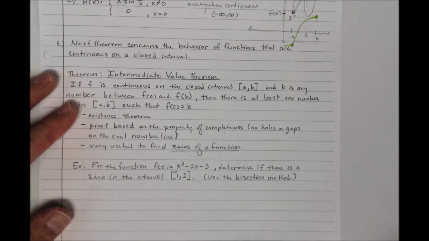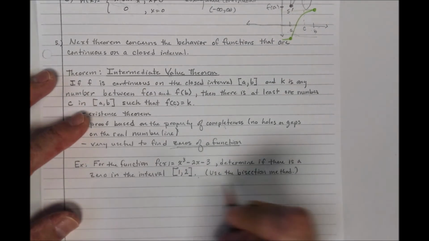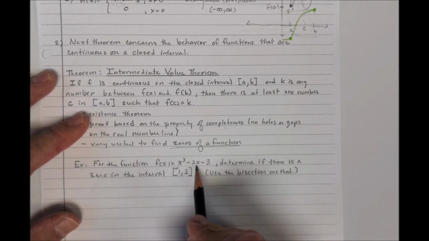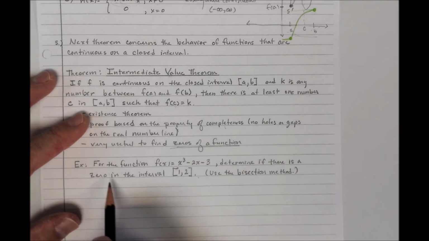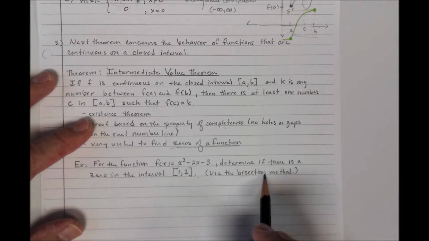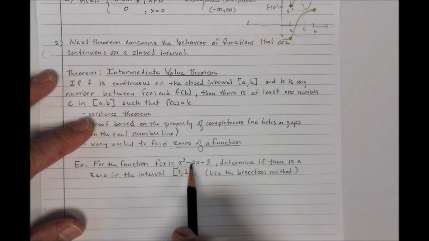What we do is we just set x squared, in this case for the function f of x equals x to the third, excuse me, I said x squared, x to the third minus 2x minus 3, determine if there's a 0 in the interval from 1 to 2. Well, and I'm going to explain what this means. Yeah, there's going to be a 0 because of the intermediate value theorem.